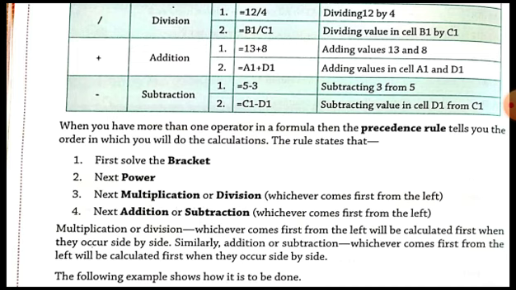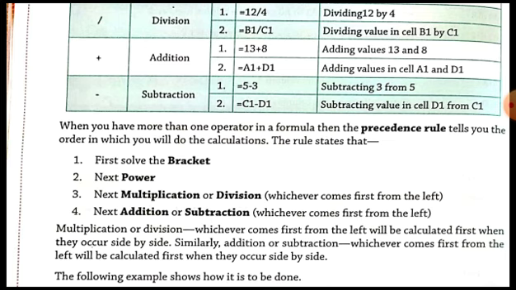And then what will happen in the fourth step, or you can say the fourth level in the hierarchy? It is addition or subtraction. Why is it fourth? Because it is considered to be the lowest in the hierarchy of operators. So first of all the bracket will be solved, then the power operator will be evaluated, then multiplication or division will be evaluated, depending on what comes first from the left side. Starting from the left side, whatever operator comes first, whether multiplication or division, that will be operated first.